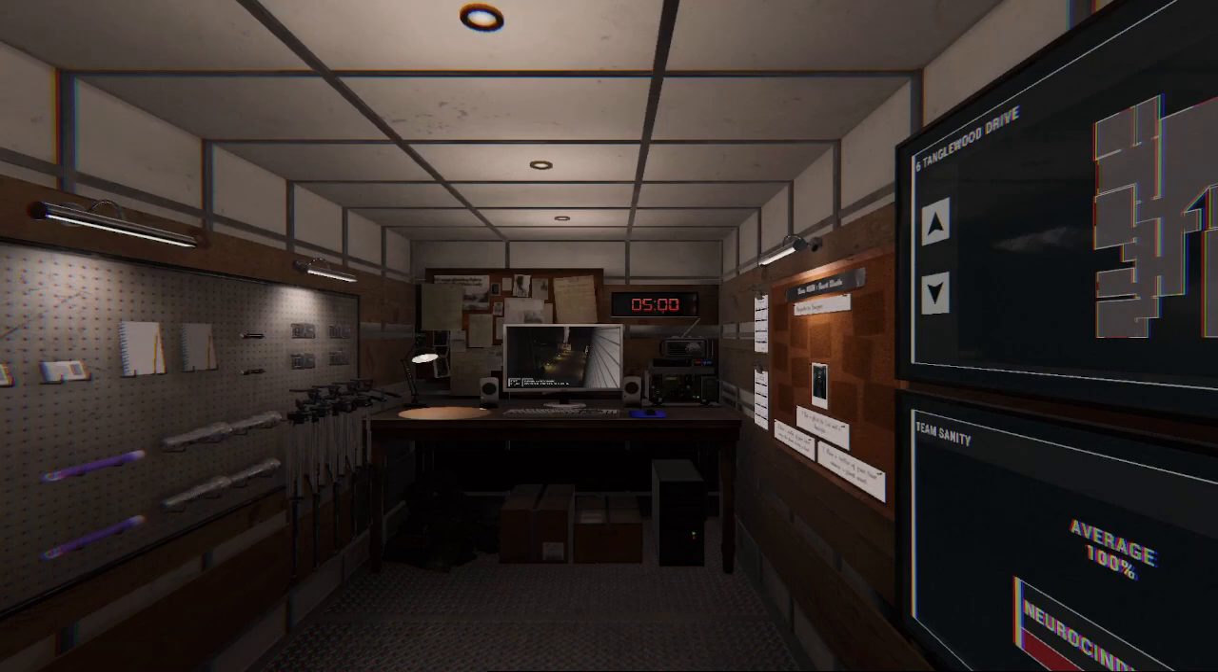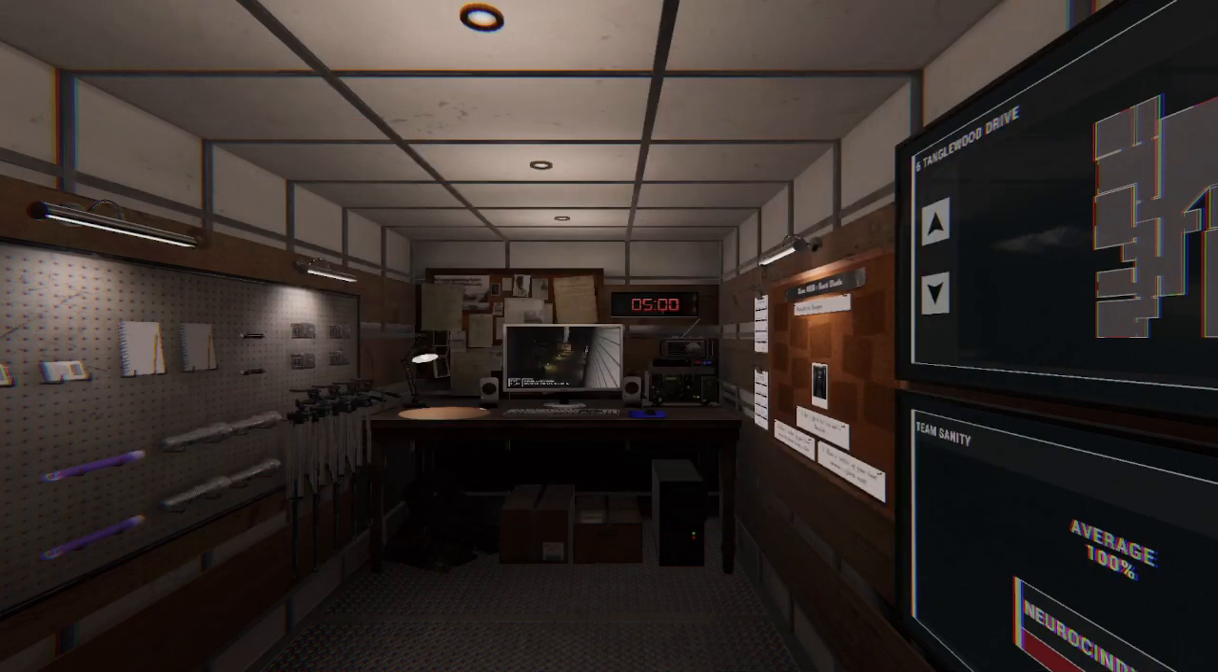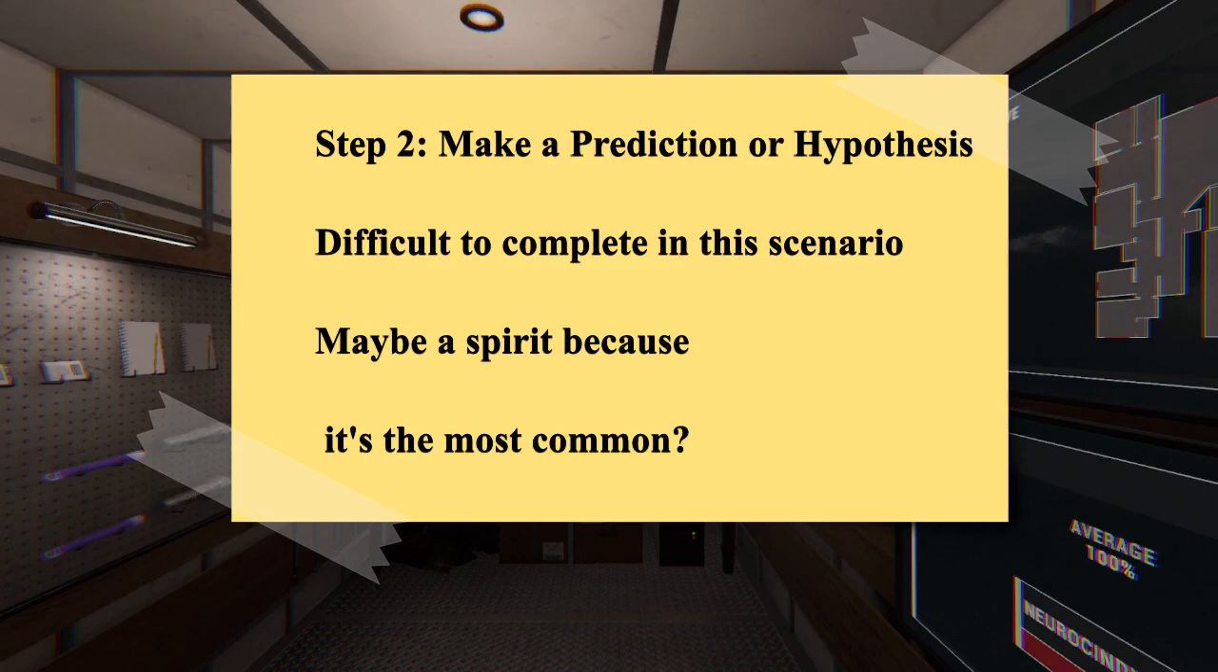So in Phasmophobia, our question that we would be investigating is, what type of ghost is at this house? Making a prediction is hard on this one because we have no evidence right now. We know that there is a ghost because that's how the game is set up. So we could predict that it's a spirit because that's the most common type of ghost. Right now, you could really hypothesize anything.